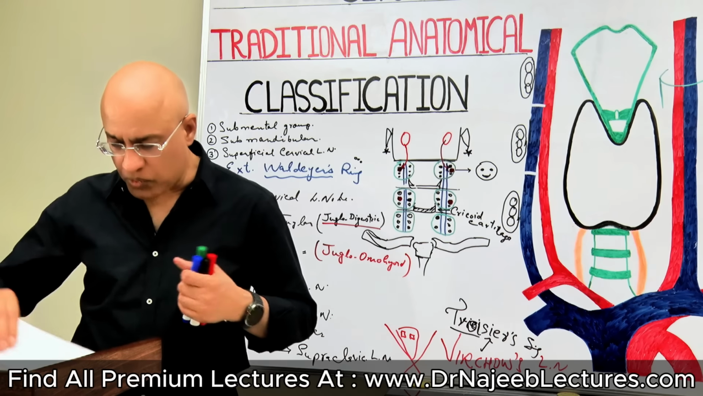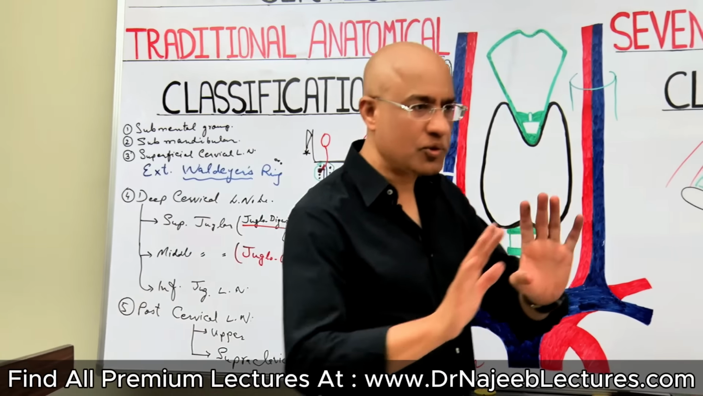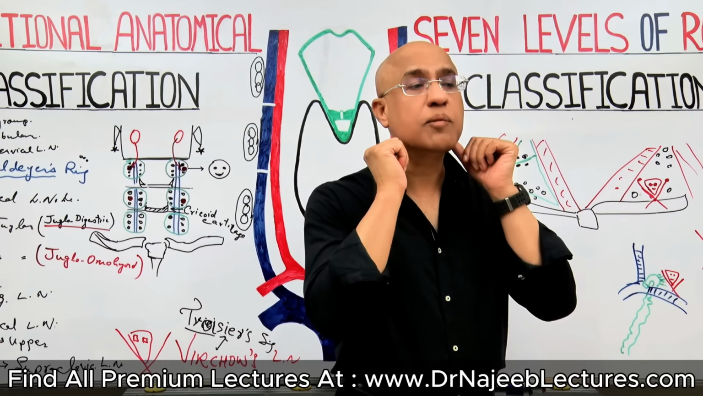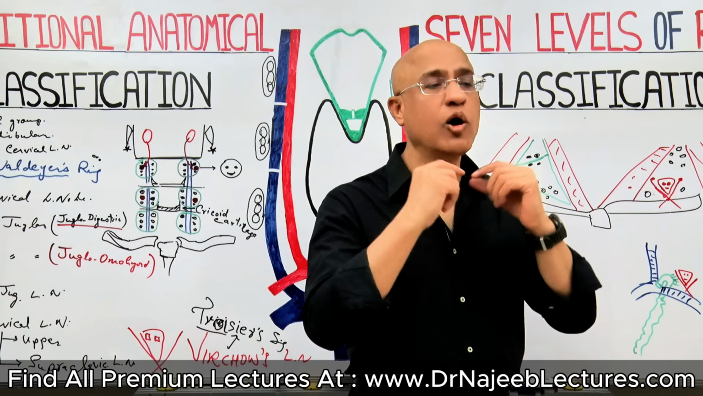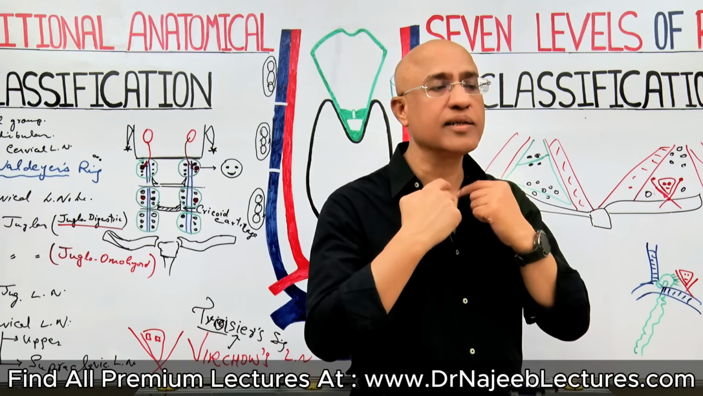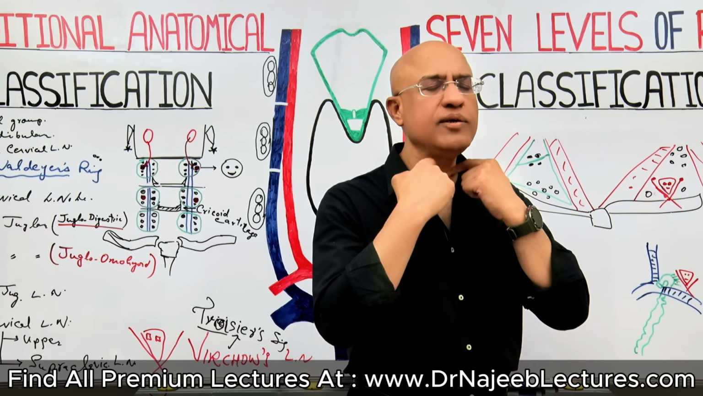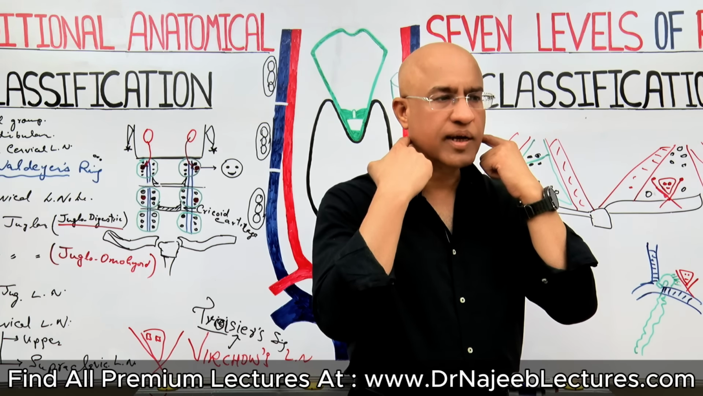Then we come to another group of lymph nodes. Let's review so we clear the clutter. Submental group, submandibular group. Then we said about the superficial cervical group or external Waldeyer's ring. Here the superficial lymph nodes are usually along the internal jugular vein and external jugular vein, right?